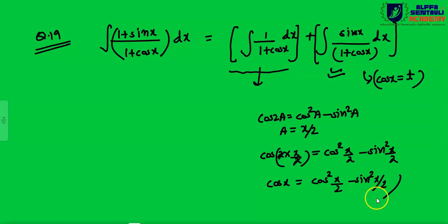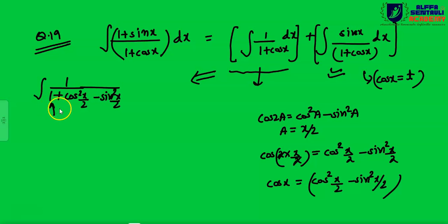Now in place of cos x, can I write this? Let us bring this question to this side. So 1 upon 1 plus cos x, in place of cos x I am writing this term, cos square x by 2 minus sin square x by 2. Correct? Now solve these two terms. 1 minus sin square x by 2 can be written as what, beta? It can be written as cos square x by 2. So cos square x by 2 plus another cos square x by 2 will add and we will get 2 cos square x by 2.